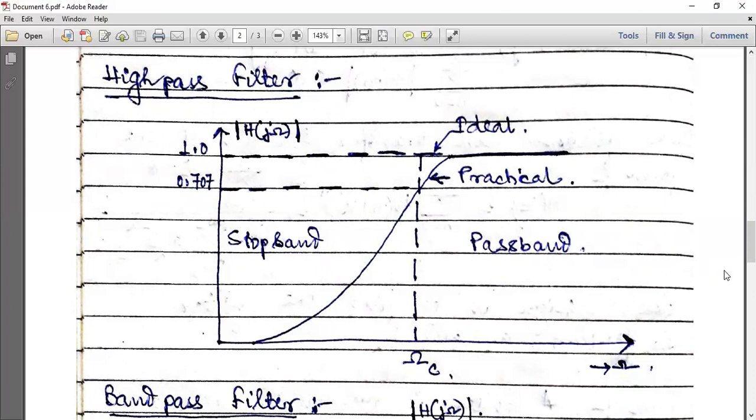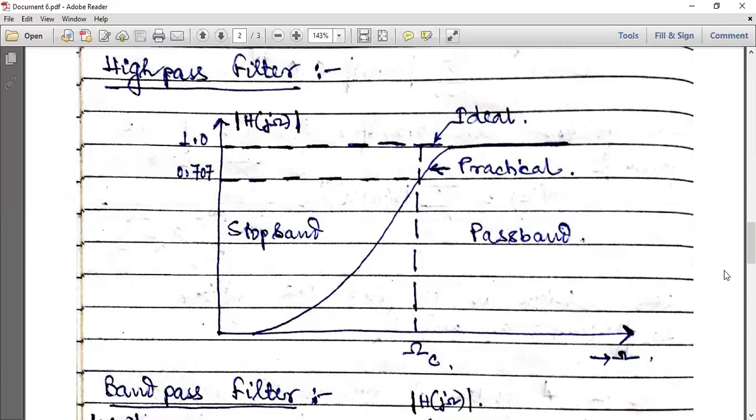Clear? Listen carefully. In a high pass filter, frequencies greater than the cutoff frequency come under the pass band. Frequencies equal to the cutoff frequency or less than the cutoff frequency come under the stop band. Okay. Similarly, the magnitude response is shown here.